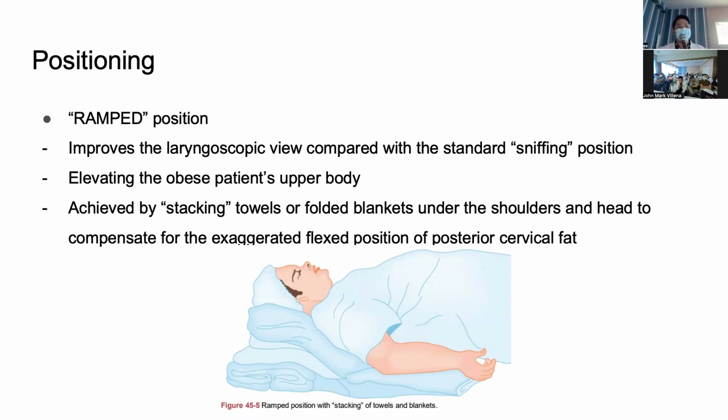The sternum and the tragus should be aligned. Yes, Doc. For better visualization and laryngoscopy.